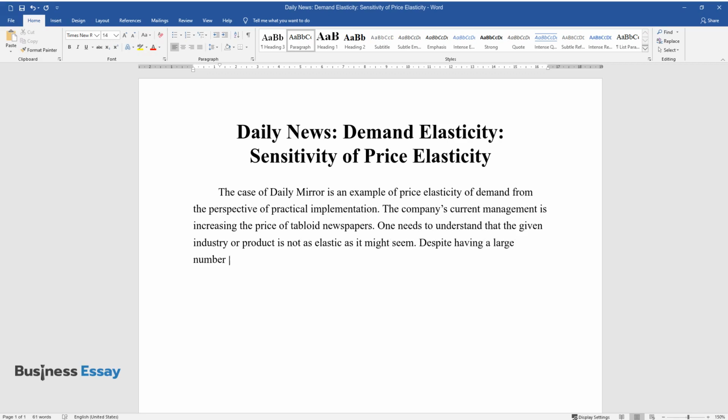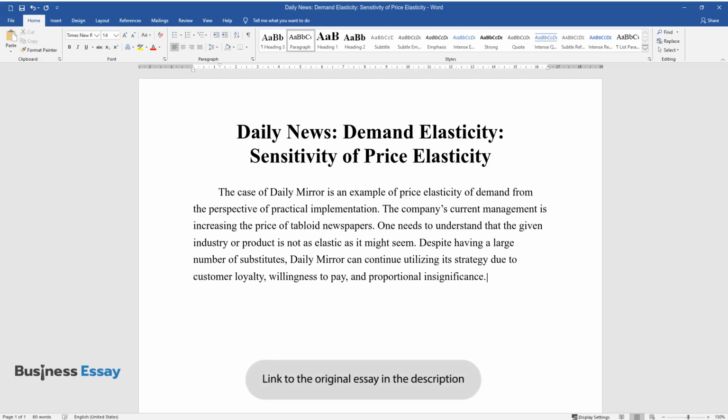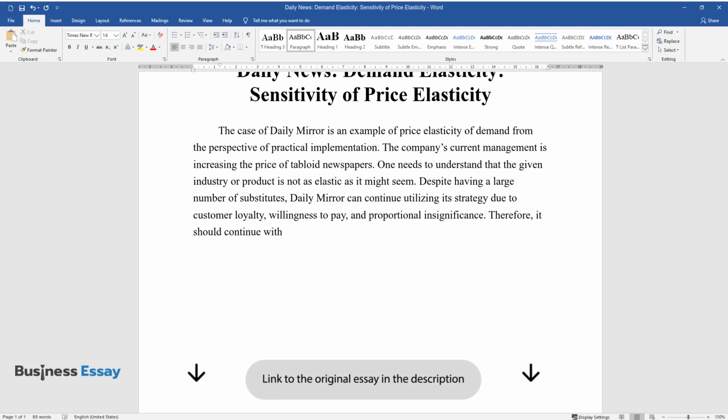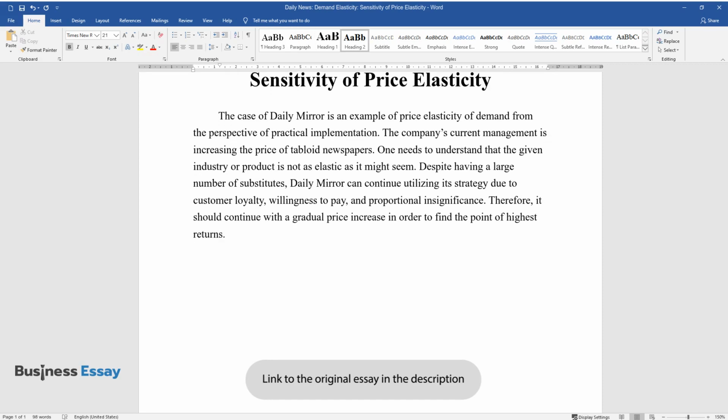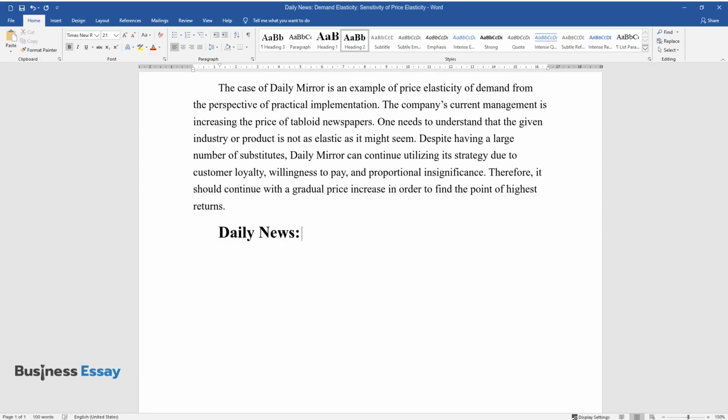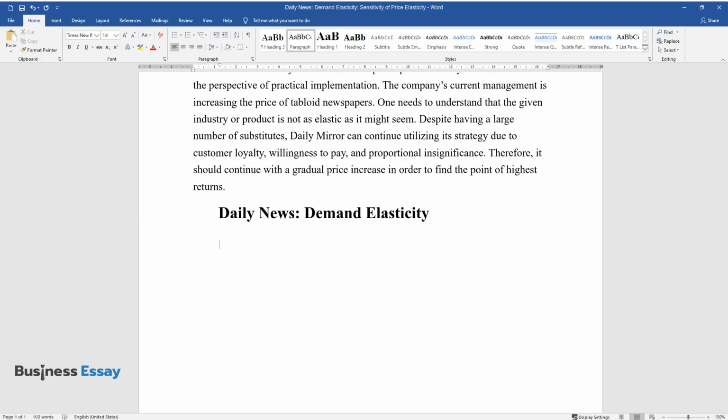Despite having a large number of substitutes, Daily Mirror can continue utilizing its strategy due to customer loyalty, willingness to pay, and proportional insignificance. Therefore, it should continue with a gradual price increase in order to find the point of highest returns. Daily news, demand elasticity.